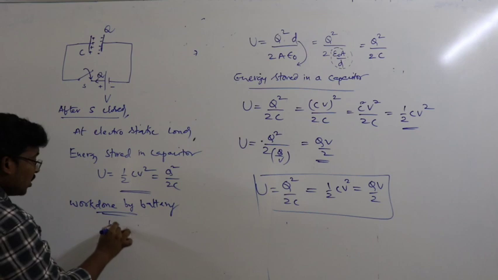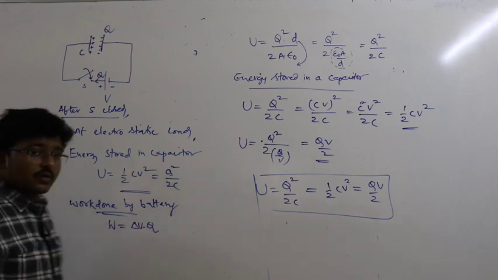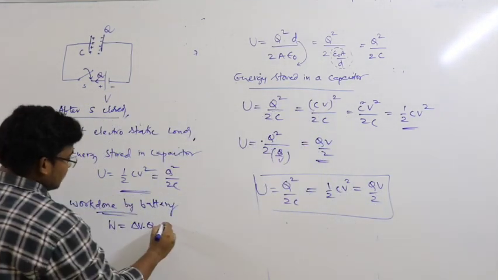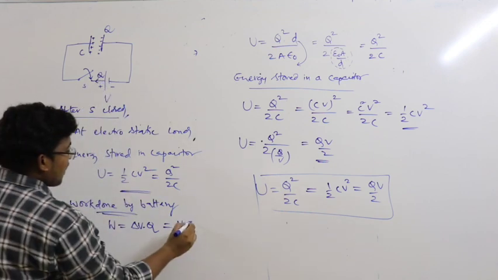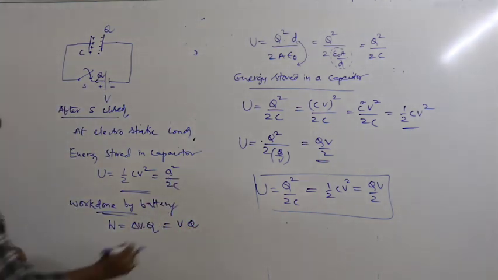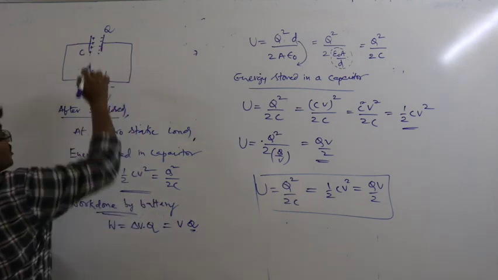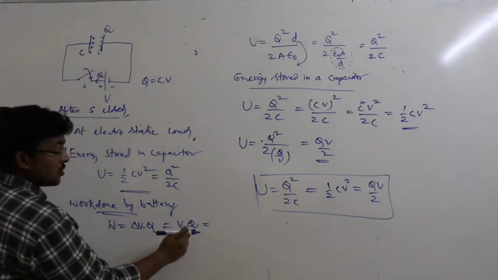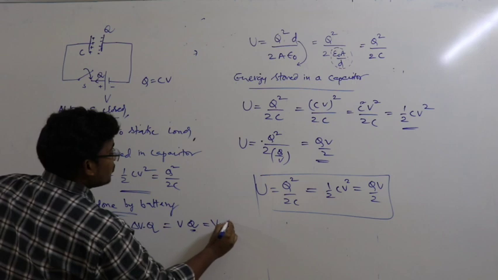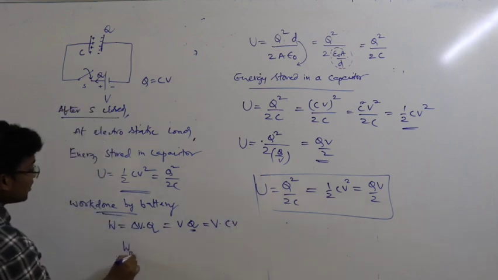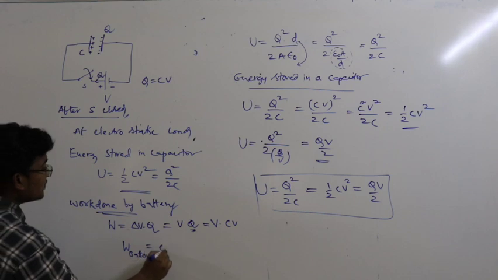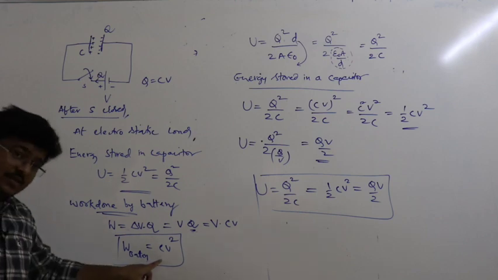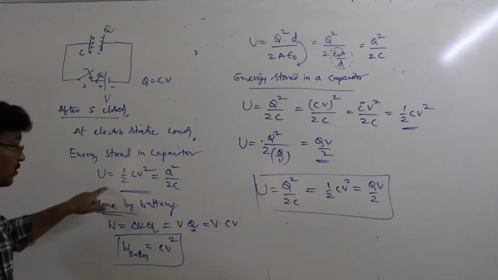You know the work formula from electrostatics: potential difference times the charge given. Work done is equal to VQ. What is the potential difference of the battery? It is V. And the charge is Q. You know that from the capacitor, Q is equal to CV. Writing CV in place of Q, V into CV, the work done by the battery is equal to CV square. So what is the total work done by the battery? CV square. And what is the energy stored? Half CV square.